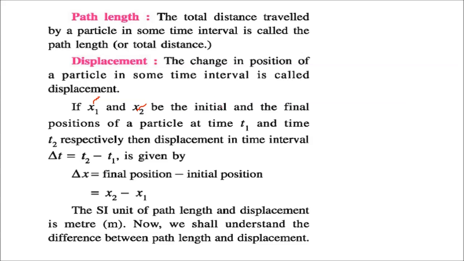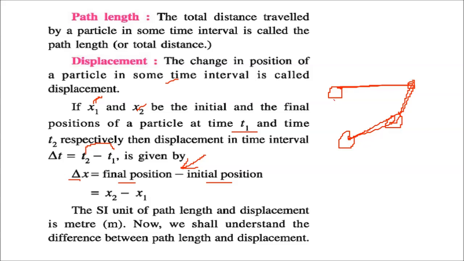If x1 and x2 are the initial and final positions, x1 is your position at t1 and x2 is your position at t2, then the displacement in the time interval t2 minus t1, delta x, will be simply final position minus initial position. We are not worried about the in-between positions, only final and initial. You can say that I move from here to this point, right? So the distance is totally this plus this plus this, but the displacement is this one. This is the change in the position.